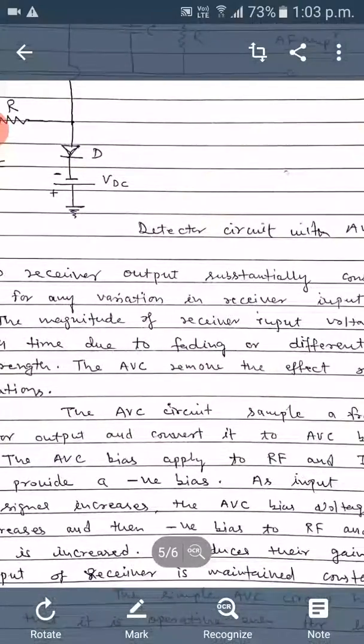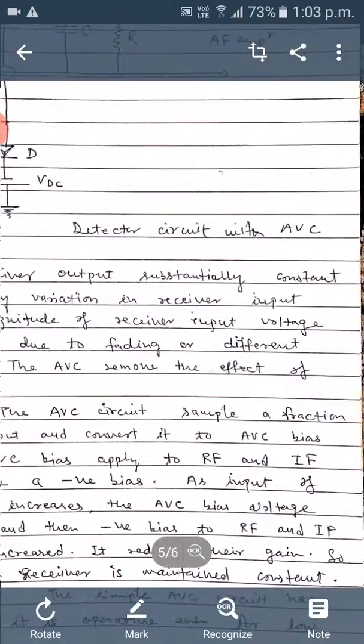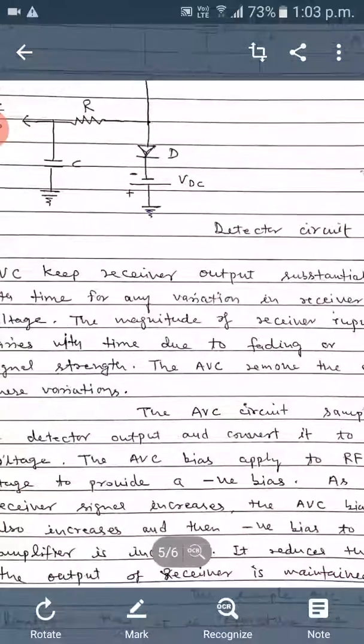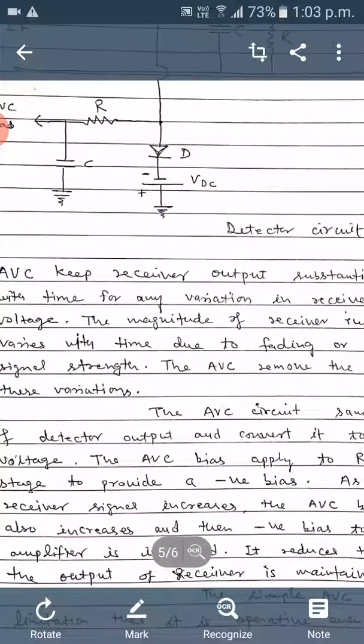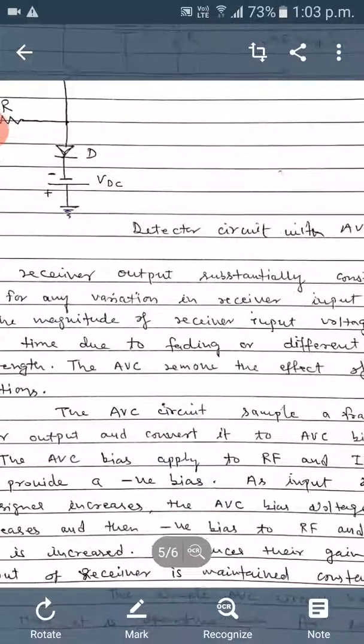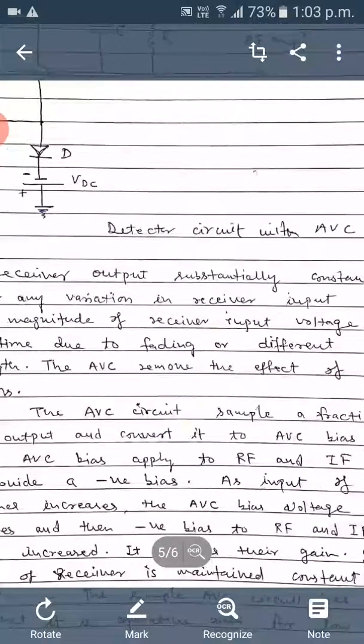AVC circuits basically sample a fraction of the detector output and convert it into the AVC bias voltage, which is a negative bias. So as the receiver signal increases, the AVC negative bias value also increases. Then it reduces the gain of the radio frequency amplifier and intermediate frequency amplifier.